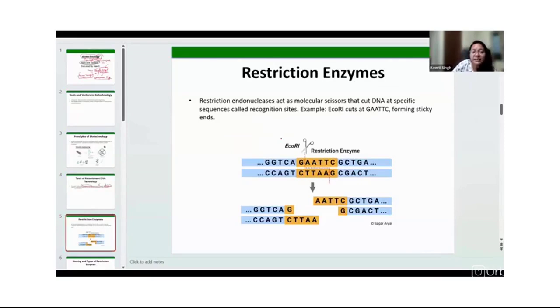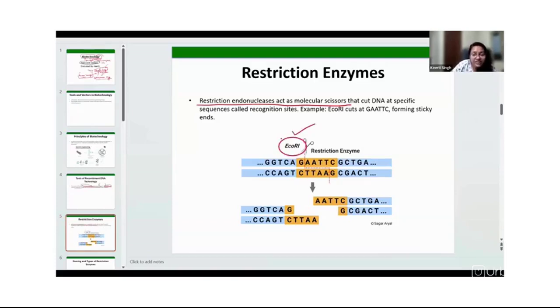See, this restriction enzyme actually acts as a molecular scissor. It works like a scissor, only that we have talked about. But it is not going to cut your clothes, of course. It is going to cut the DNA, the DNA where you want, right? For example, this is EcoR1.